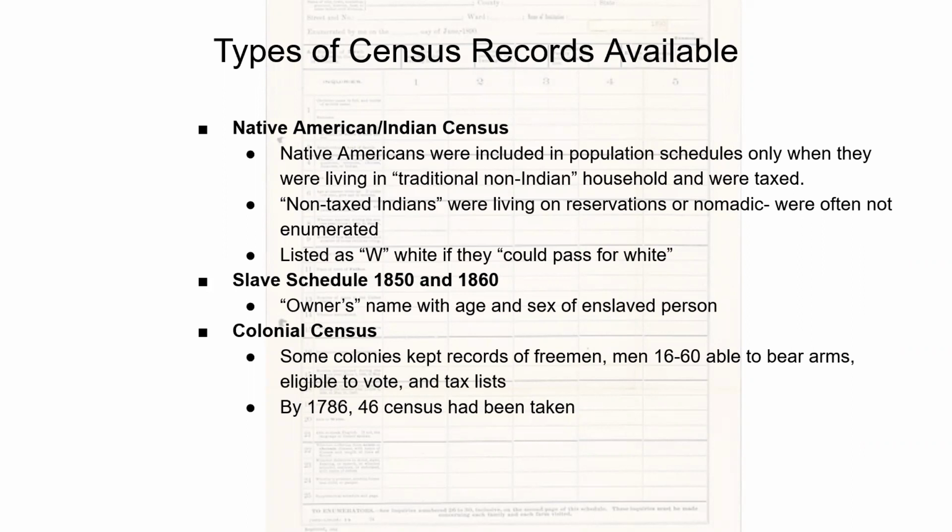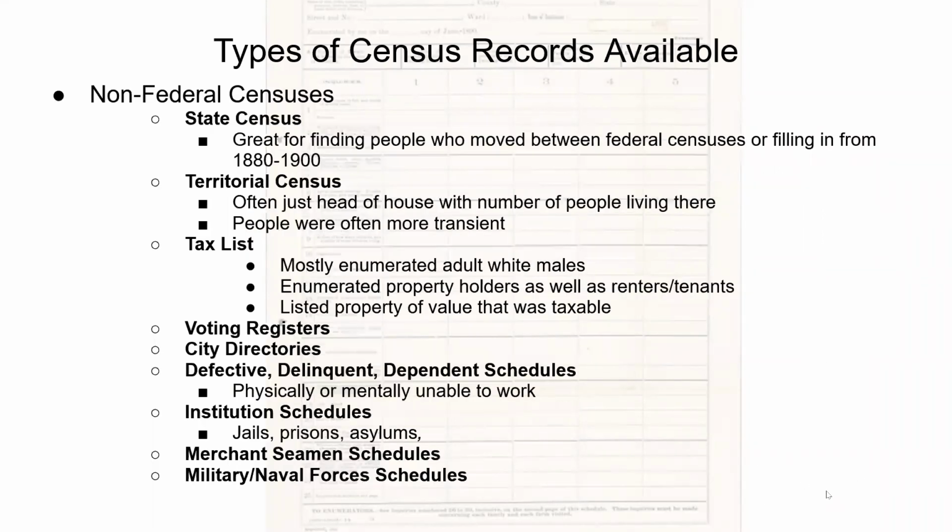The slave schedules, this was listed by the owner's name, and usually the enslaved person was just a number, age, and sex. Again, it helps you narrow down times and areas where people were. The censuses started in colonial times, and they usually began with just the men who were able to serve or own property. By 1786, there had already been 46 censuses taken. So if you were here in the colonial times, definitely check that out. You can probably find some information somewhere about your relatives.